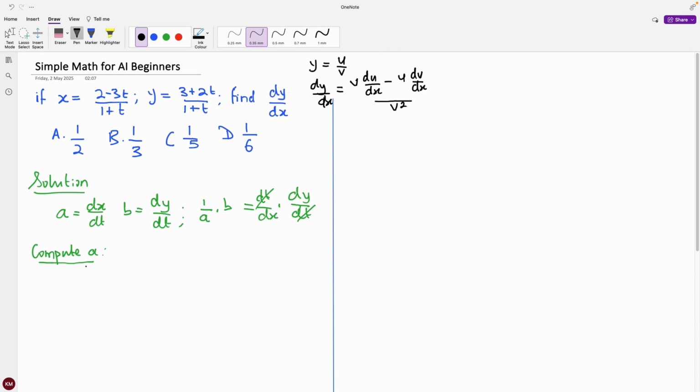Okay, so here we are computing a. In a, we have x is equal to (2 minus 3t) over (1 plus t). So to compute a, we have our u here to be 2 minus 3t. This is our u, and we have our du by dt to be minus 3, because if you take the derivative of minus 3t, we have minus 3. Our v here is going to be 1 plus t, and that means that our dv by dt is going to be 1.